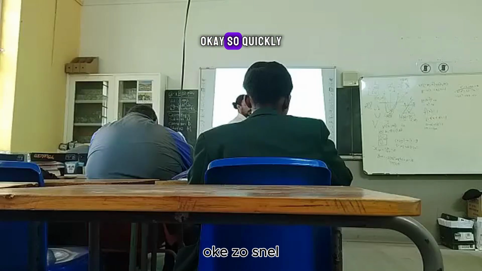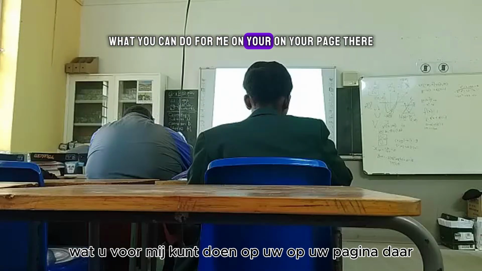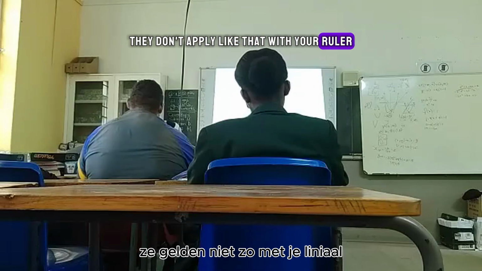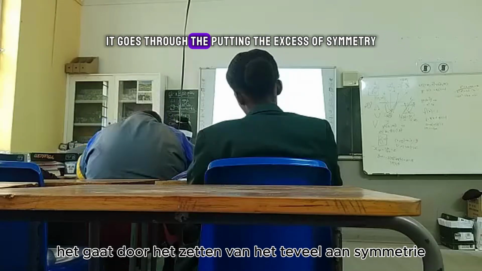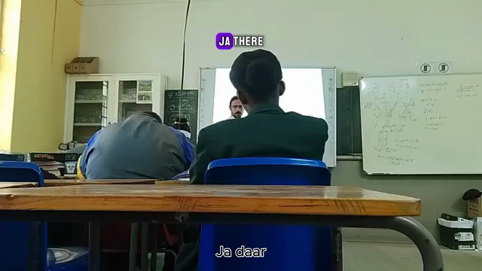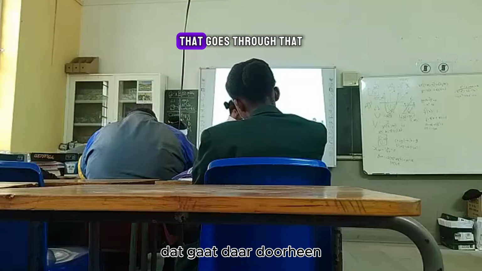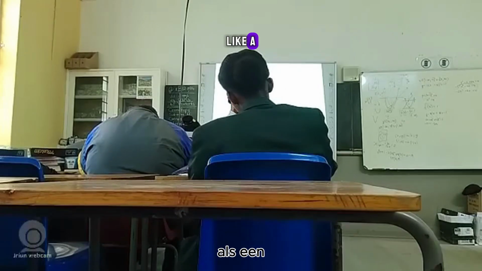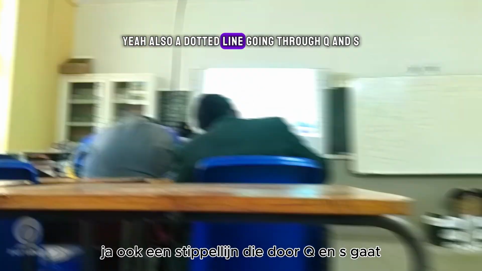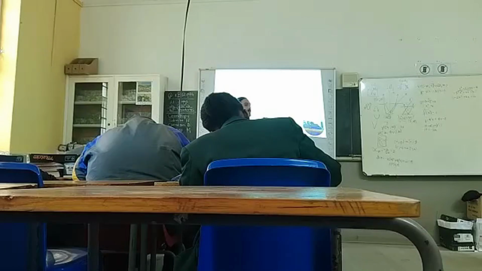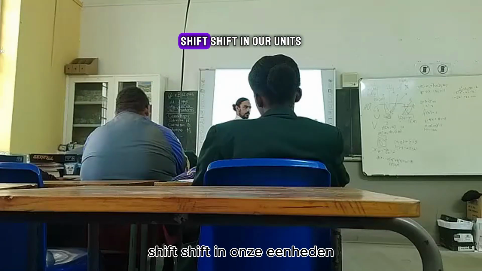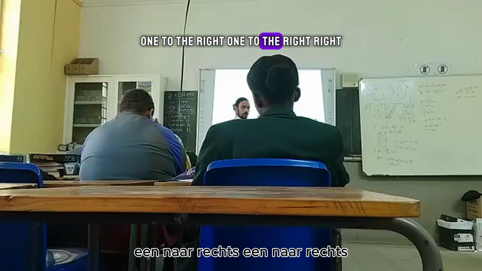Okay. So quickly, what you can do for me on your page there, put in a dotted line like that with your ruler, put in the axis of symmetry. Then make a cross that goes through that, through Q and S, like also a dotted line going through Q and S. Now ask yourself, in terms of x, how did I get from R to S? Shift how many units? 1 to the right. 1 to the right, right?